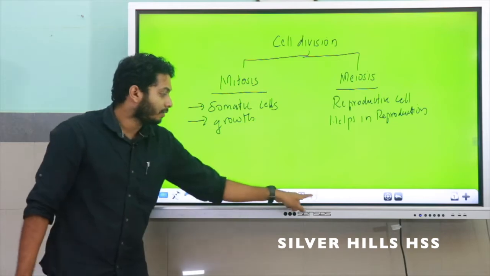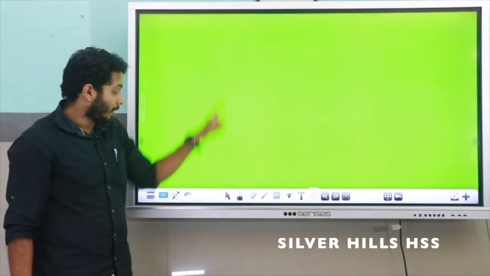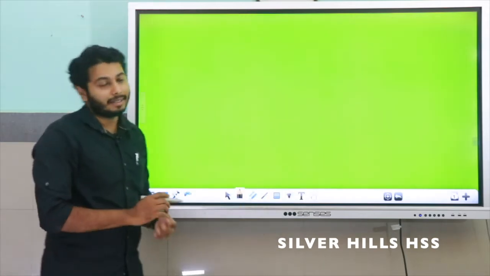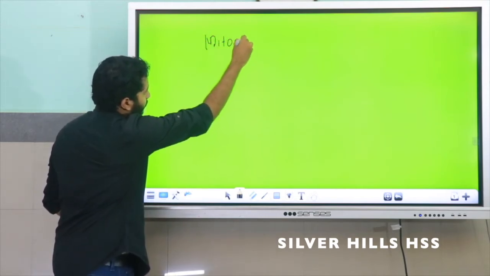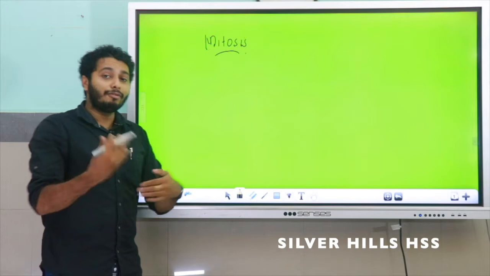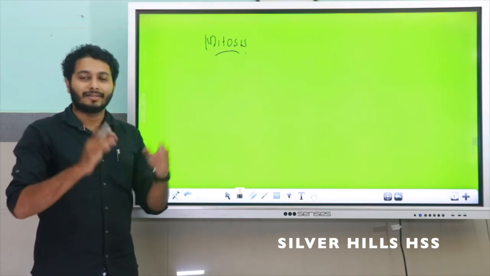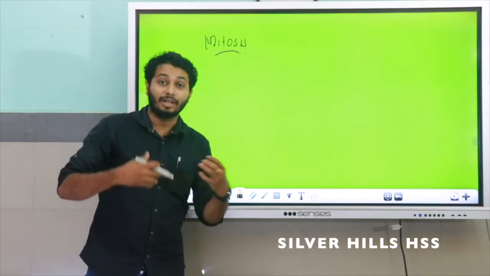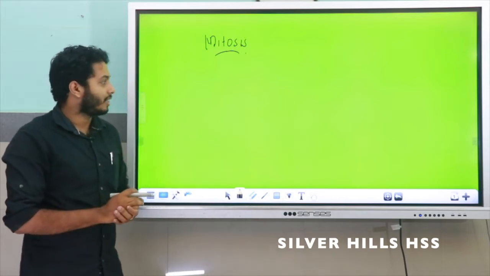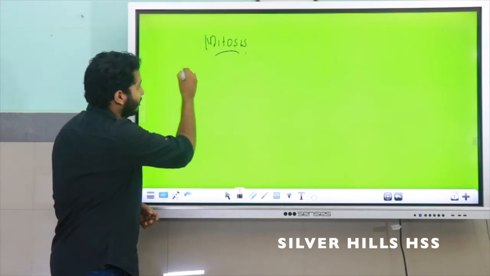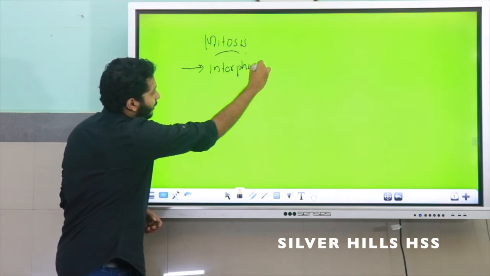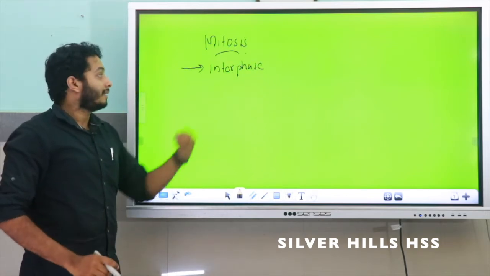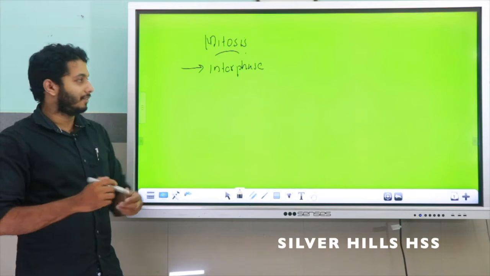In this session, we are going to discuss mitosis in detail. Before undergoing cell division, the cell matures and gets ready to divide, and that stage is termed as interphase. The first stage involved is the interphase. Interphase is the phase of a cell in which the cell gets ready for cell division.